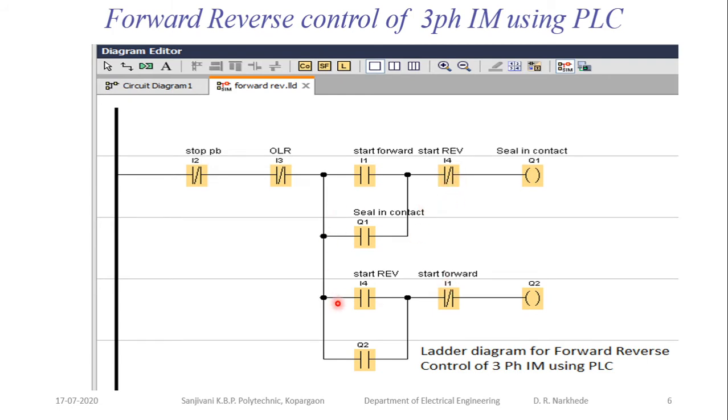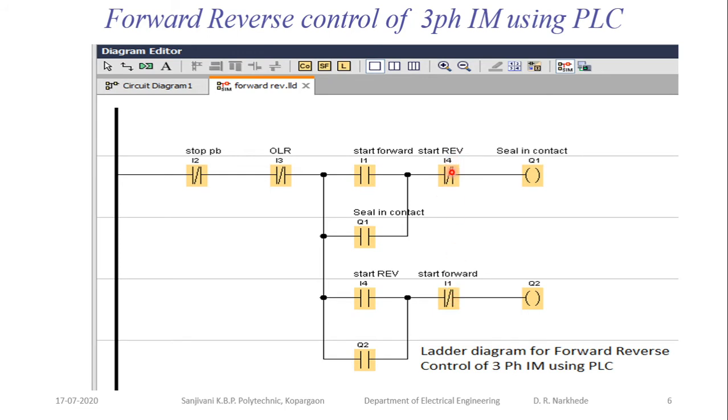In the same manner, I4 represents your reverse start push button. In parallel with the reverse start push button, you have placed Q2, the auxiliary contact of your reverse contactor, and in series with the reverse start push button, we have connected the NC contact of your forward contactor. So these two are important, these I1 and I4, or you can write them as Q1 and Q4 also.